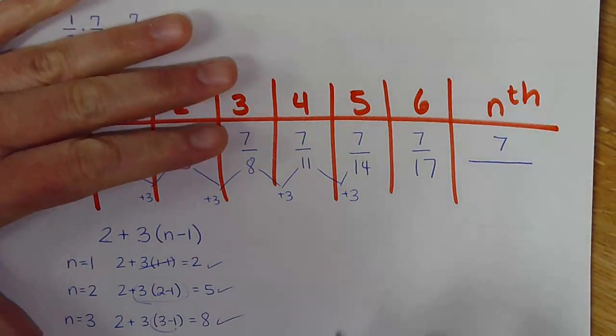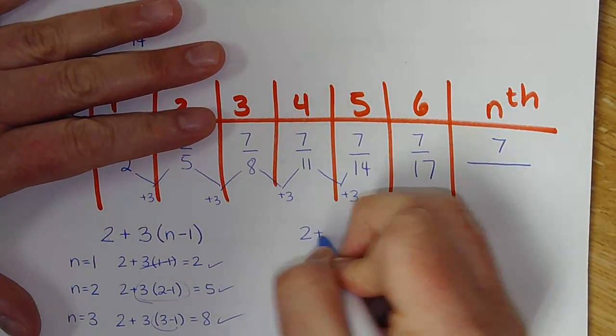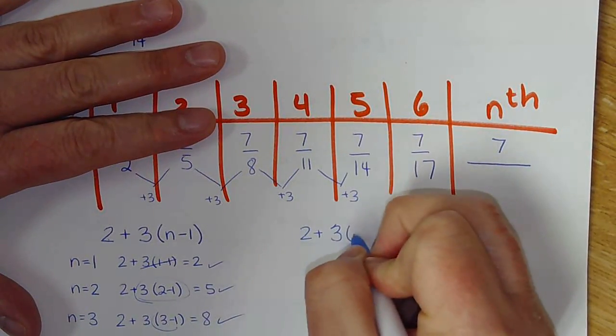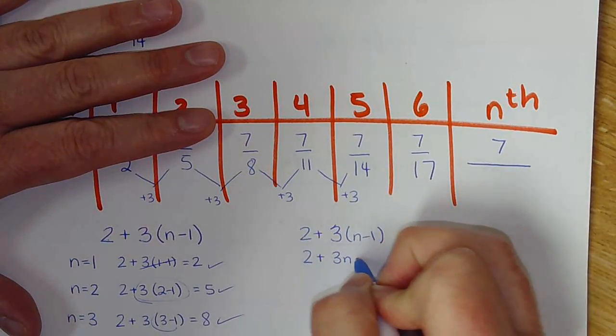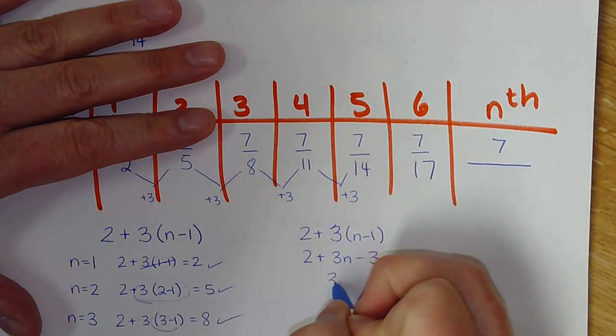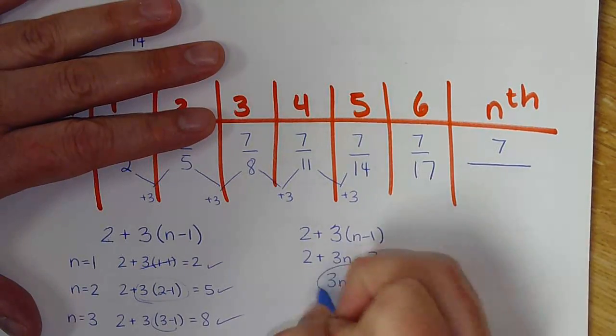And I'm actually going to go ahead and simplify that. So I have 2 plus 3 times n minus 1 is 2 plus 3n minus 3. So it gives me 3n minus 1 as a total.